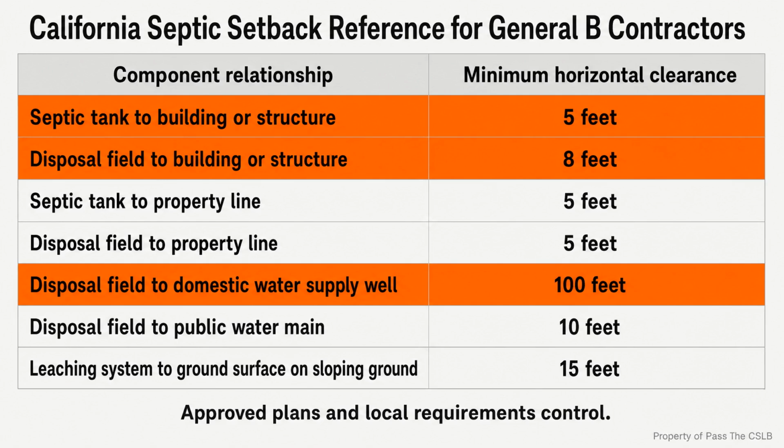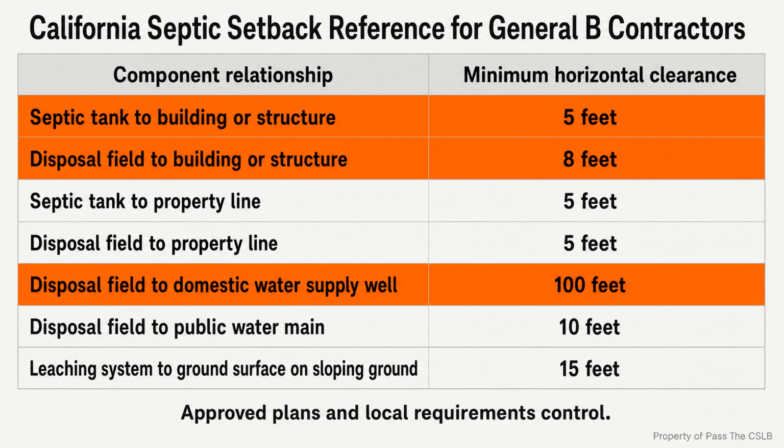The setback table adds the other supported statewide distances. A septic tank is at least 5 feet from a property line. A disposal field is at least 5 feet from a property line. A disposal field is at least 10 feet from a public water main. On sloping ground, the source material also identifies a minimum horizontal distance of 15 feet between the leaching system and the ground surface. The 5, 8, 100 memory connection is not a substitute for the approved plan.